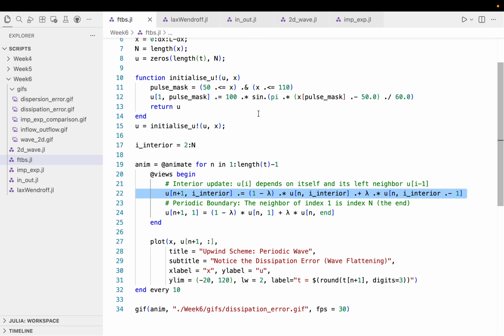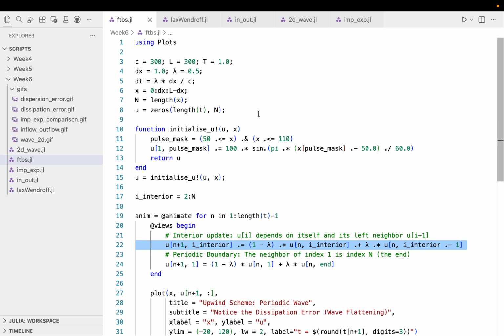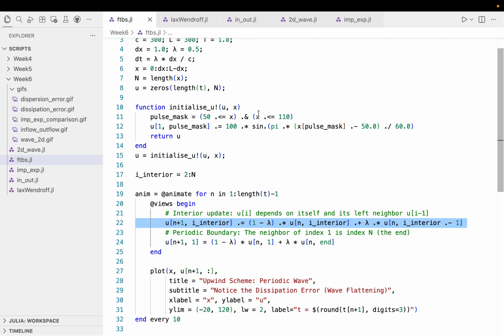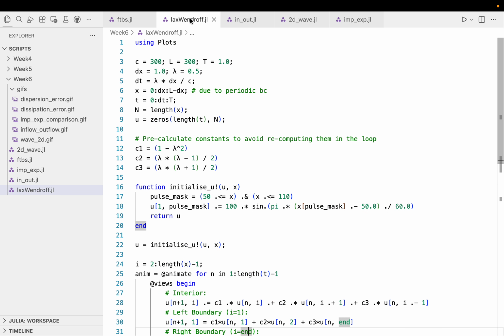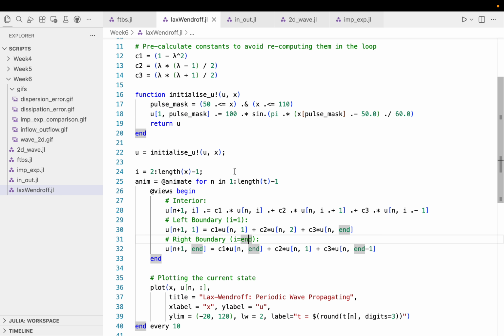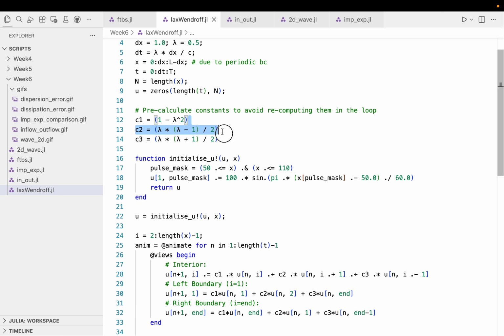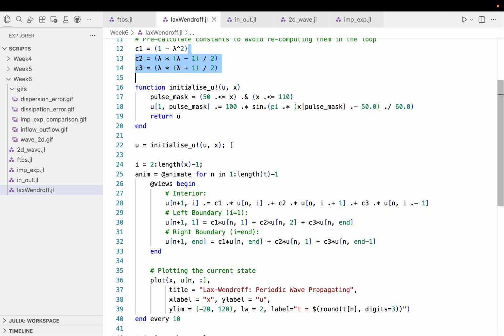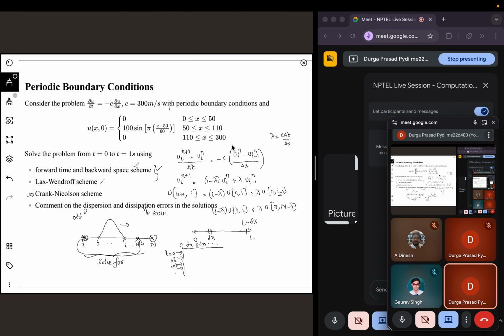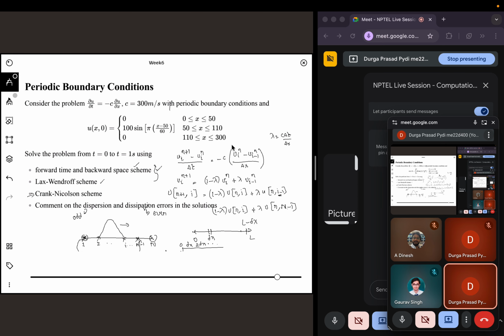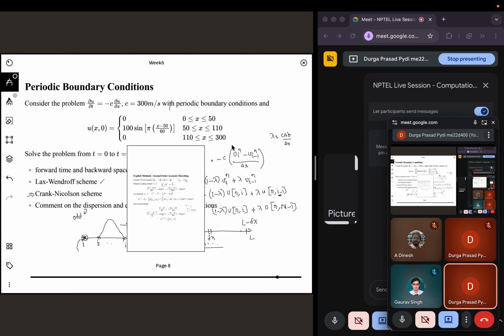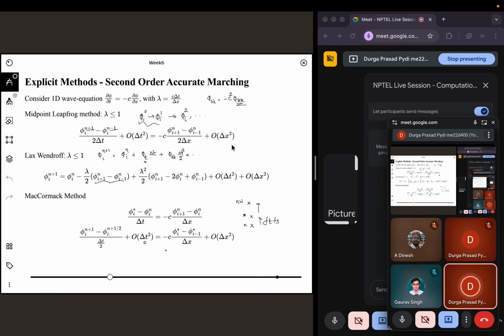Are there any questions? I think this is straightforward, right? Now the same problem, if you want to solve with the Lax-Wendroff scheme, everything else remains the same. Now we have three additional terms here from the scheme itself. So this is the Lax-Wendroff scheme.